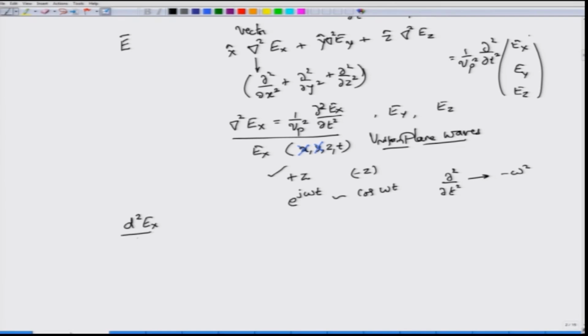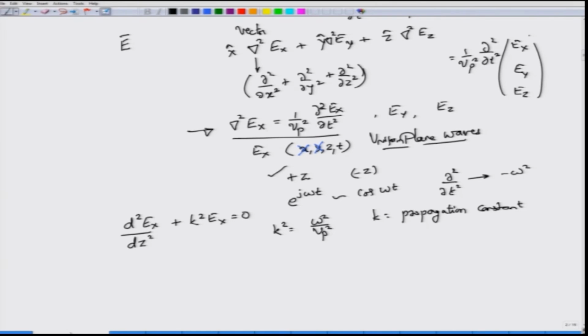Substituting all this, the equation can be further simplified. You will have d square Ex by dz square plus k square Ex equal to 0, where k square is nothing but omega square by Vp square. This k is called the propagation constant, or sometimes the wave number as well. So, k square is omega square by Vp square. Actually, in this equation, you will have minus omega square by Vp square.